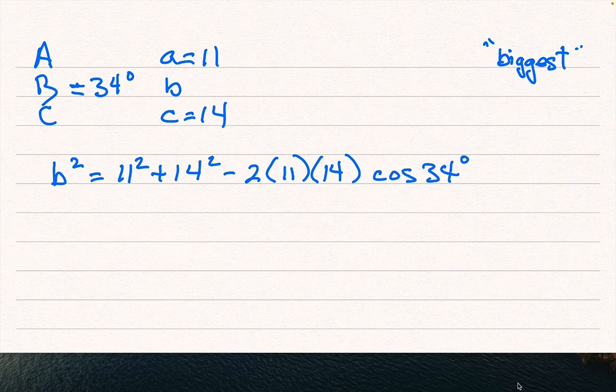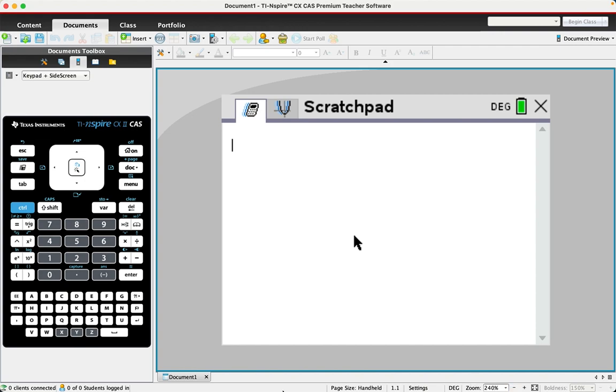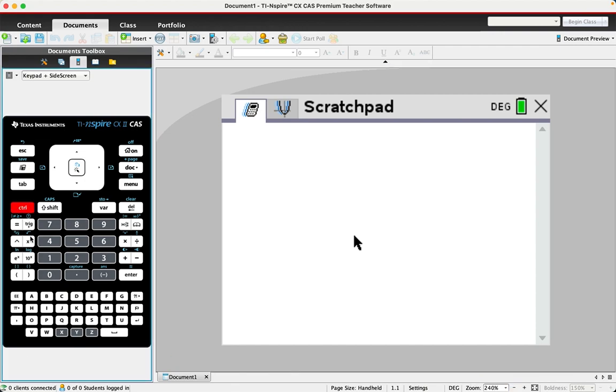Now, even when I set that up, remember this is for b squared. So what I really want to do when I finish this is take the square root. So I'm going to just throw a little square root symbol on that. There we go. And then let's go over and find out what that is in my calculator. I'm going to start by throwing the square root in here. Second square root. This is going to be 11 squared plus 14 squared minus 2 times 11 times 14 times the cosine of 34.